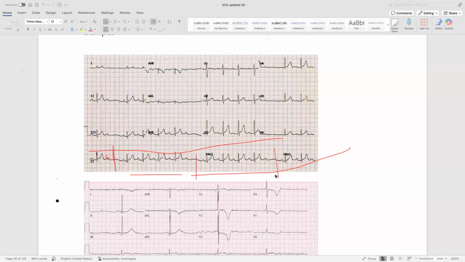So it is like a 4 to 1. There is a dropped beat and no progressive lengthening.